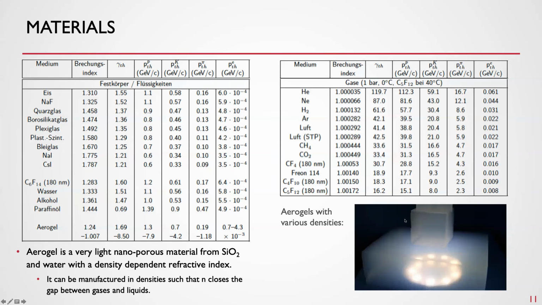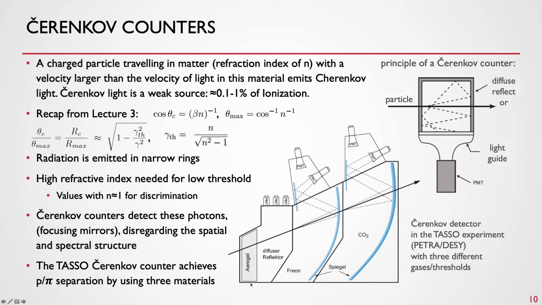The picture to the right shows aerogel with 3 different densities. The density is almost 0. It's extremely light, and it can be manufactured with different refractive indices in that gap, and that is also the reason why it was used in the example below, in the initial Cherenkov counter in the Tasso experiment.